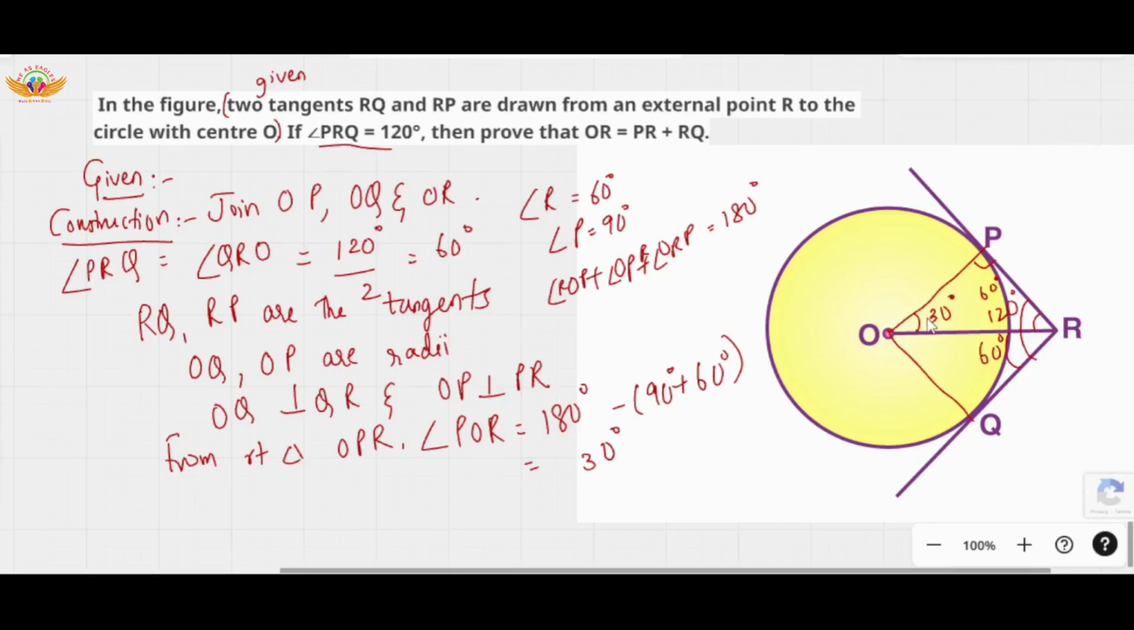Now similarly, this is also a right angle triangle. Here also R is 60, here also this is 90, and even this will also become 30 degrees only, right? Similarly, even angle QOR is also equal to 30 degrees.